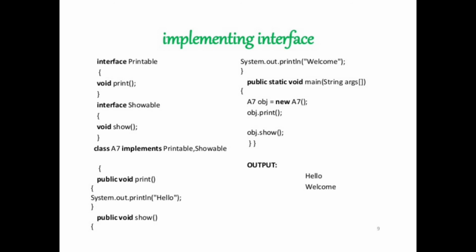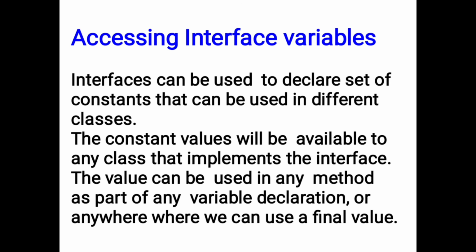And the main method is public static void main, and class objects are created. A7 is the class name, obj is the object name, equal to new A7 open close brace semicolon. Then with this object reference we call the methods obj.print and obj.show. Then the output displayed is hello welcome.